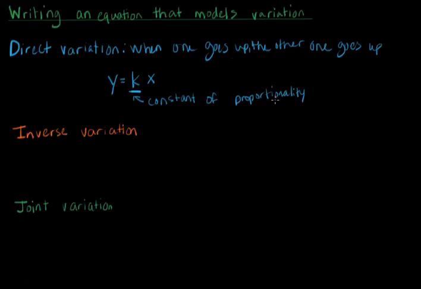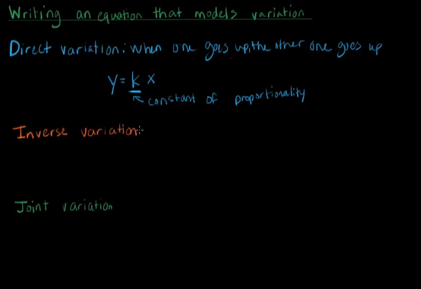So for every extra hour you study, I hope you would earn 2 or 3 or 4 or 5 or 10 more points on your exam. Probably 10 is a little bit too high. But in any case, the constant of proportionality is just whatever it is that makes that proportionality work correctly. How much does one go up when the other one goes up? That value is k. Okay, so that's direct variation. That's when one goes up, the other one goes up.